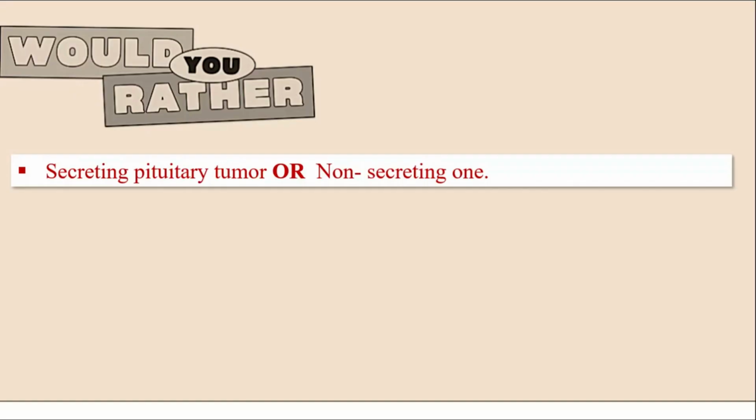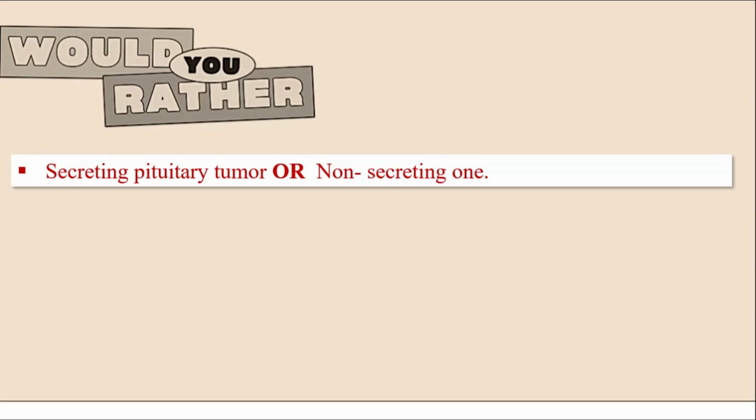So would you rather have, God forbid, a secreting pituitary tumor or a non-secreting one? Secretory could lead to hormonal imbalance, and non-secretory ones are usually macroadenomas. They lead to pressure effects. Okay, but I'm asking, which would you rather have? If you have a choice between a secreting pituitary tumor or a non-secreting one, which one do you prefer? You mean which one is easy to manage? Not managed, but which one is discovered first?